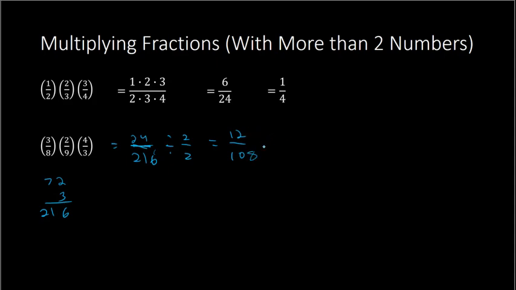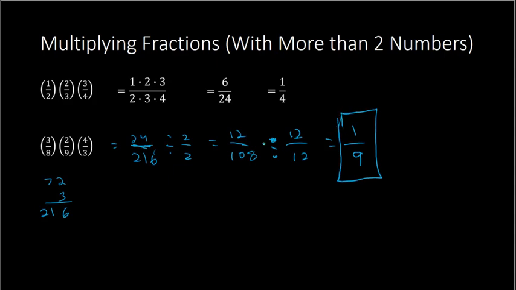Now again, we can divide, and actually here, if you know your multiplication table, 12 times 9 is 108. So what we could do is we can divide top and bottom by 12, because 12 divided by 12 works. That gives you 1. 108 divided by 12 gives you 9. So our final answer is 1 over 9.